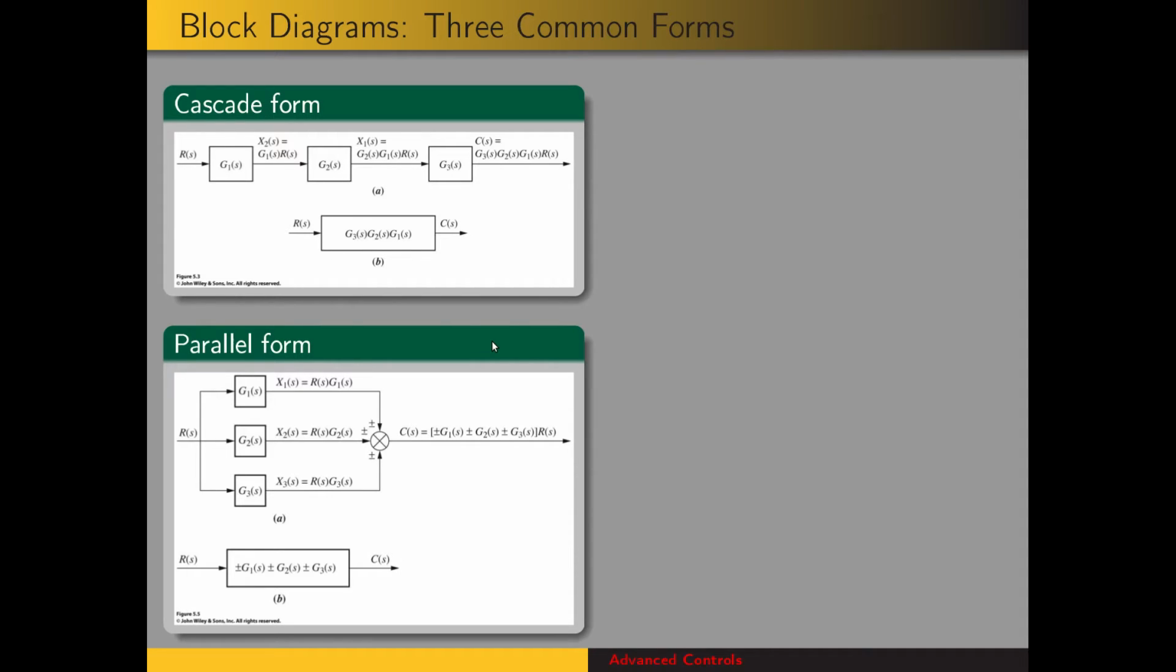Parallel form can be reduced, and again, when we talk about reducing it, it's just algebraically equivalent. So here we have a pickoff point, and the signal R is multiplied by three different transfer functions, and those products are then added at a summing junction. And this form here is equivalent to one transfer function that's the sum of the three individual ones.